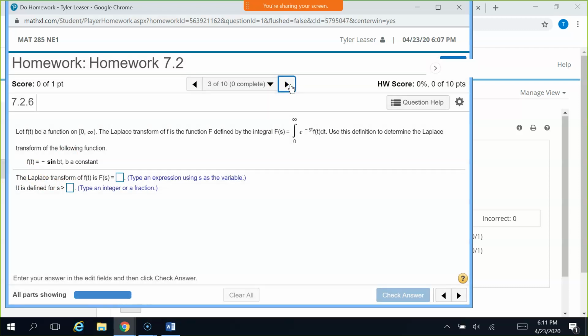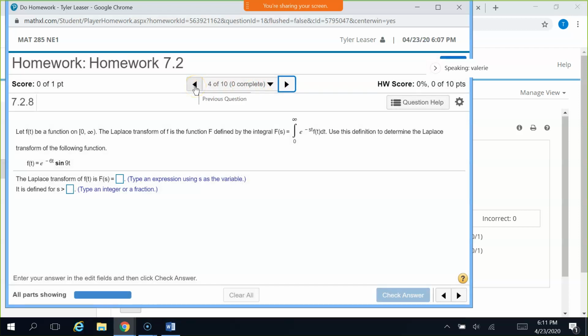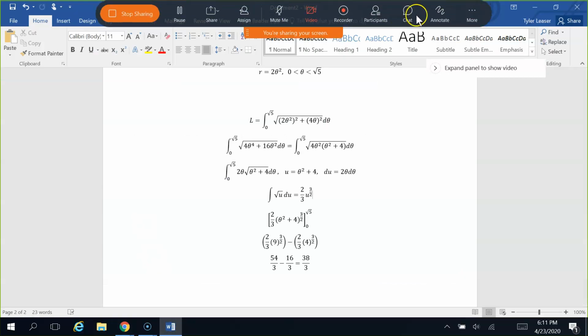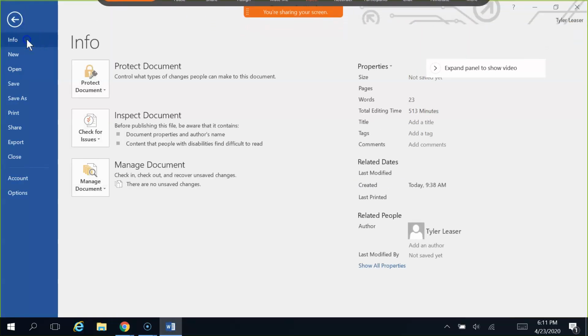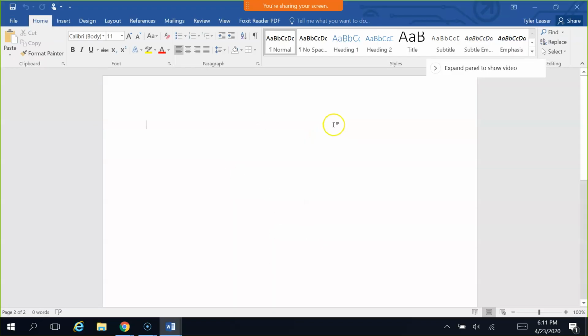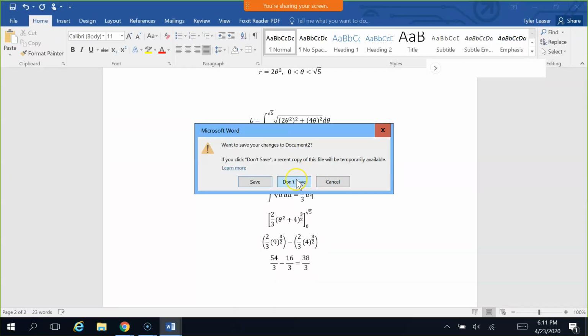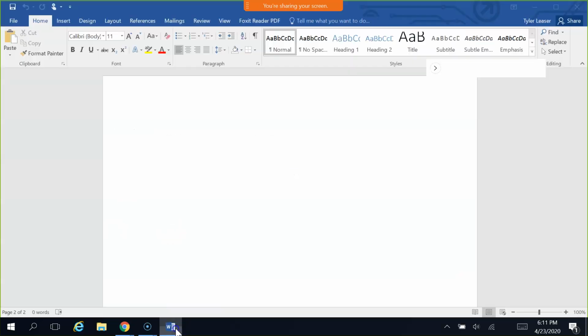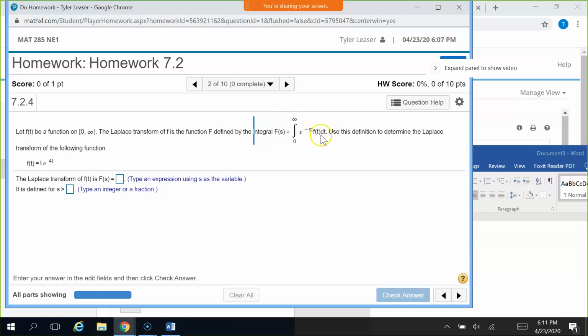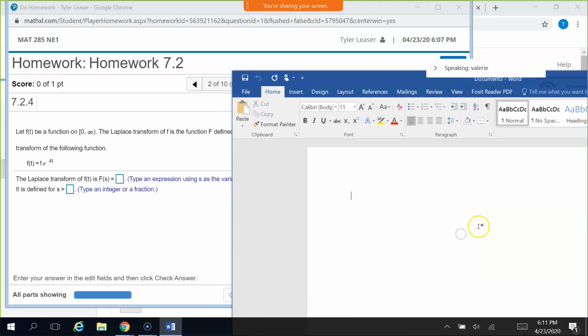Let's do one of these live. That way I can ask questions when I have a question. All right, let me get a new page here. So you want to try one of these where you're actually doing the integral? Yeah, let's try one. All right, let's do this one then.